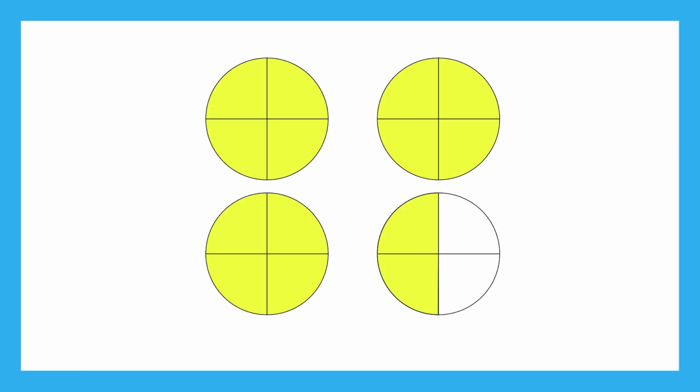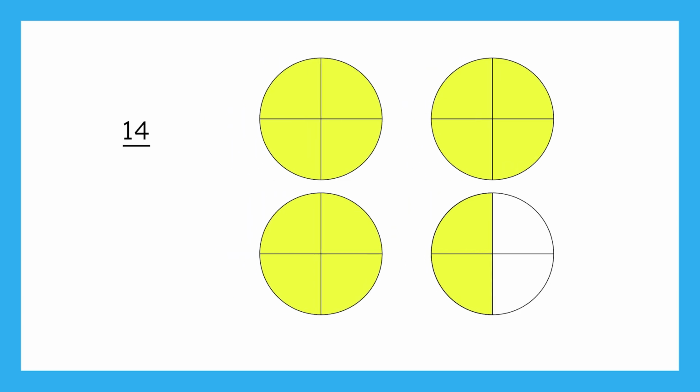And how many yellow pieces are shown in this model? There are 14 pieces, which is our numerator, and each whole is broken into 4 equal pieces, or fourths. We can name this fraction 14 fourths, both in digits and in words.